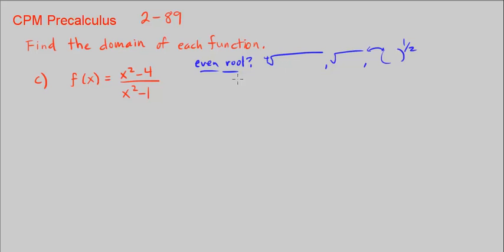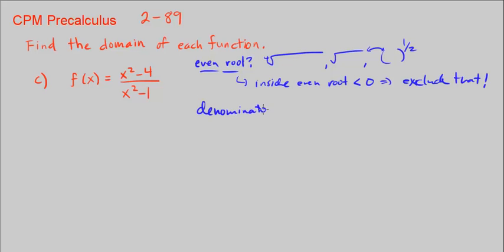If we do, we have to make sure what's inside the root, if it's less than 0, we want to exclude that from our domain. Here we don't have any roots, but we do have a denominator. So denominator, we want to go ahead and exclude from our domain where the denominator equals 0.